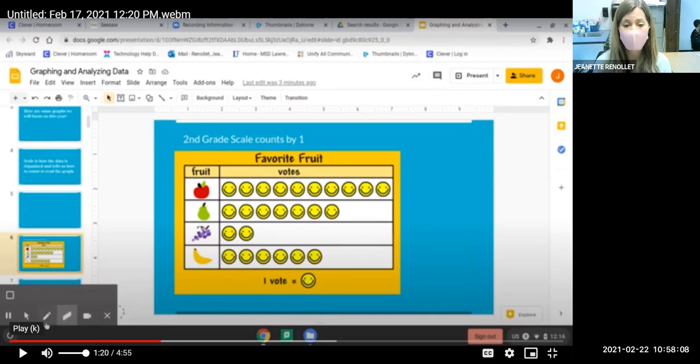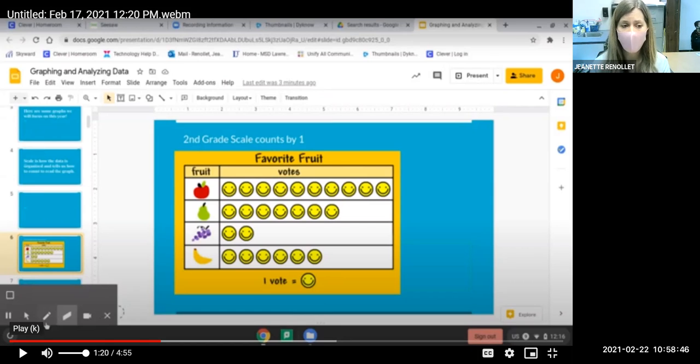I see the categories are apples, pears, grapes, and bananas. I noticed the title is called Favorite Fruit. The scale tells me that each smiley face is equal to 1 vote. So I can count by ones to read the graph. In the video, I said that the grapes show me that 2 students voted for grapes.